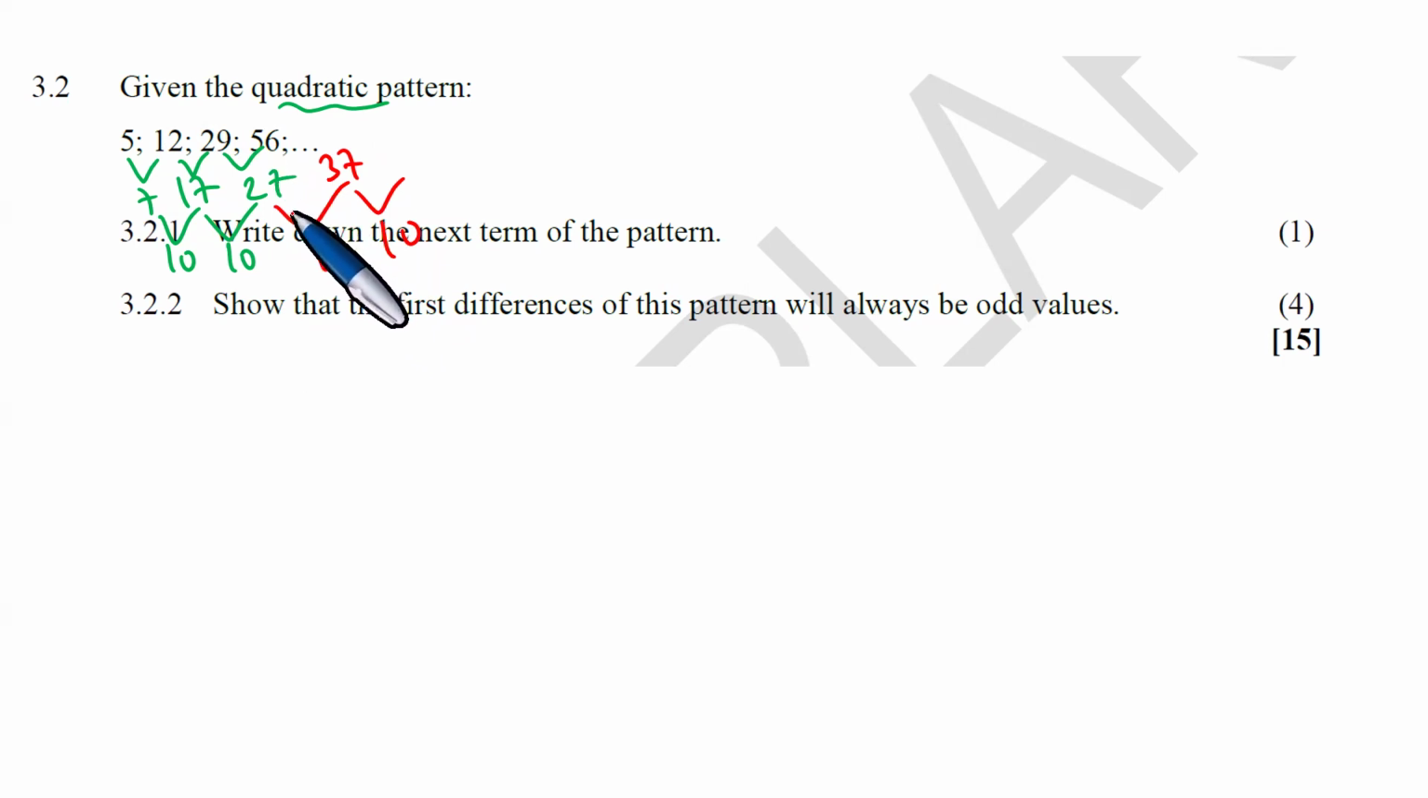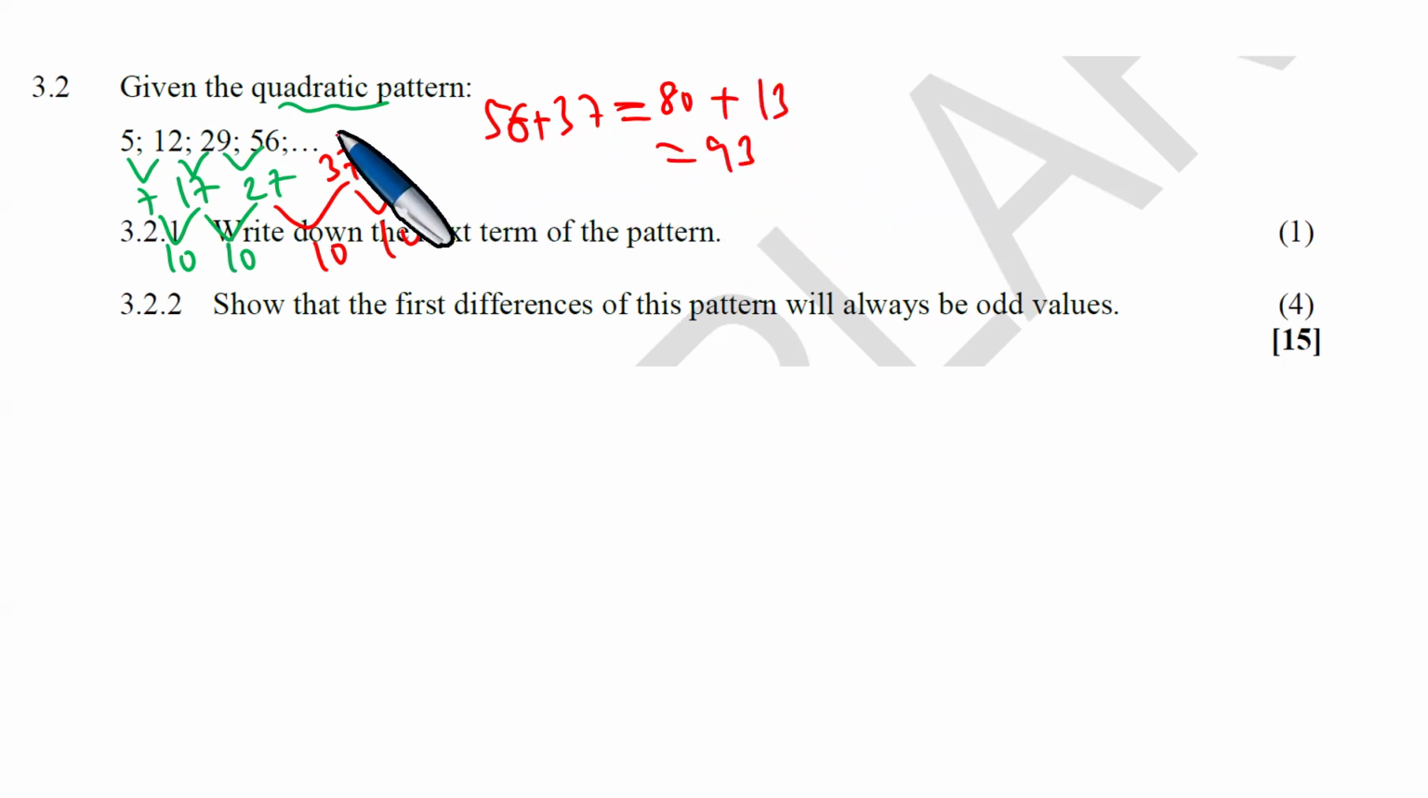Right, so what is 37 plus 56? Or 56 plus 37? Right, so you add 50 and 30, you get 80, and you have 6 and 7, it becomes 13, and that is 93. So yeah, just say write down the next term of the pattern. It's actually 93 there. It's 93. Now we continue to solve more problems.